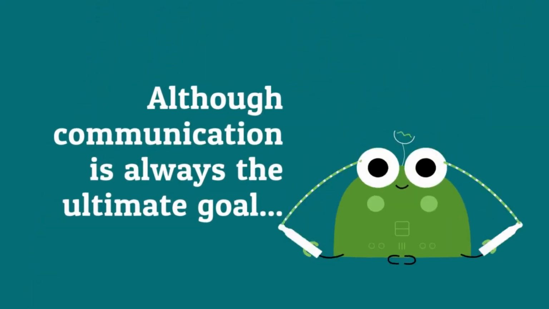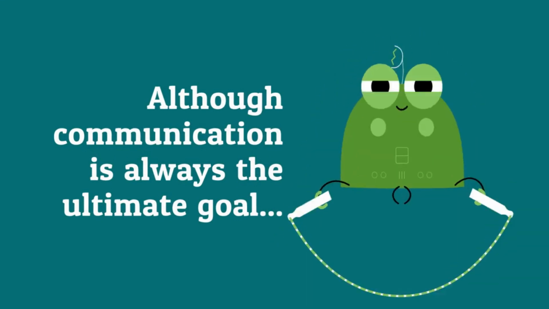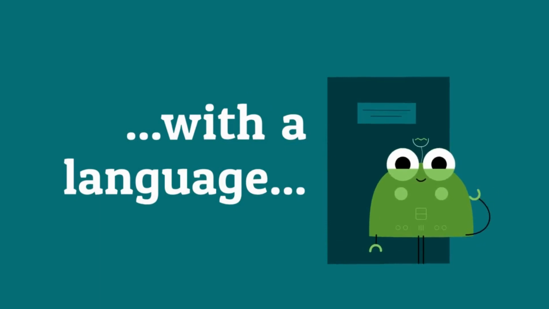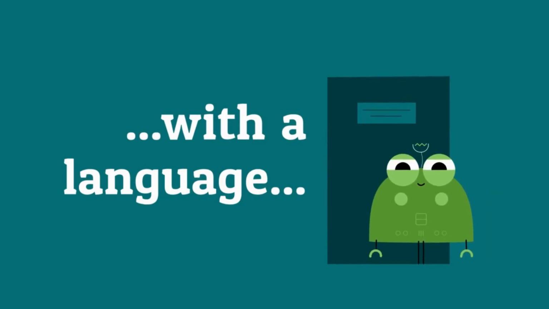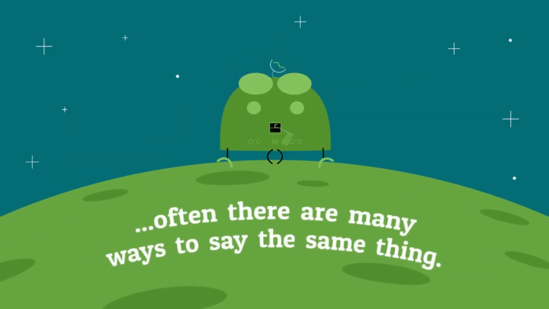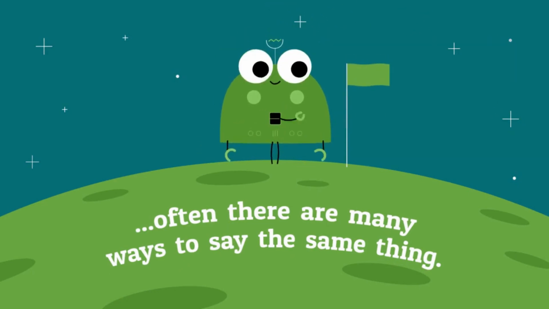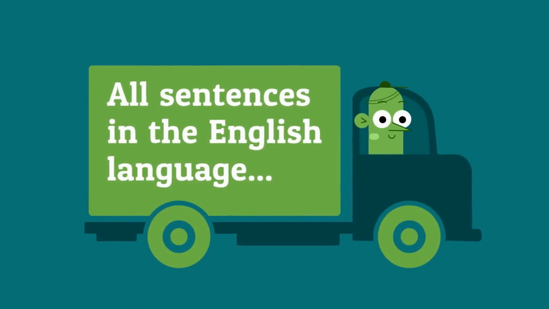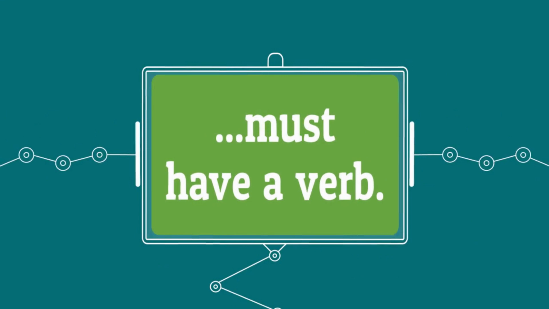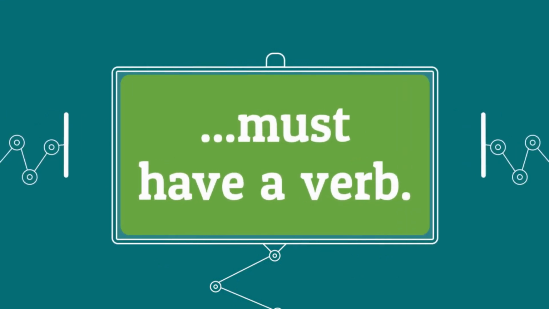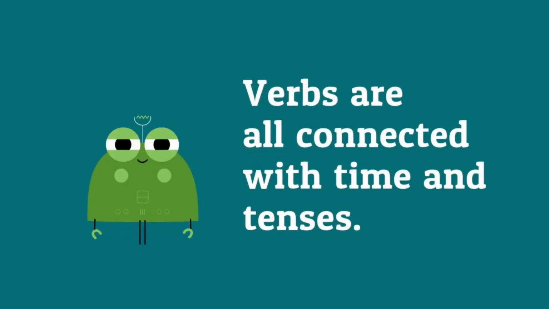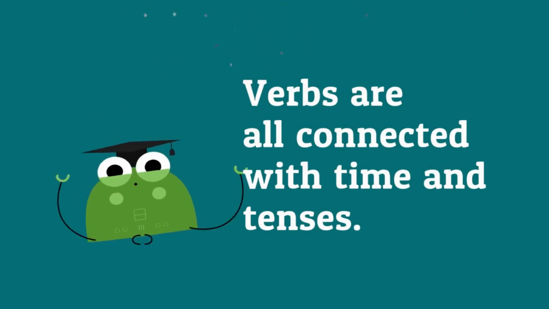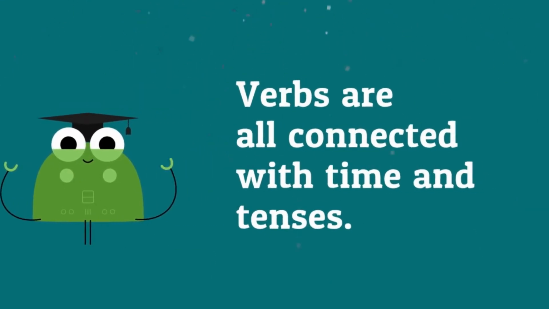Although communication is always the ultimate goal with a language, often there are many ways to say the same thing. All sentences in the English language must have a verb. Verbs are all connected with time and tenses.